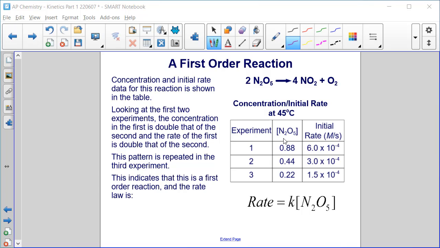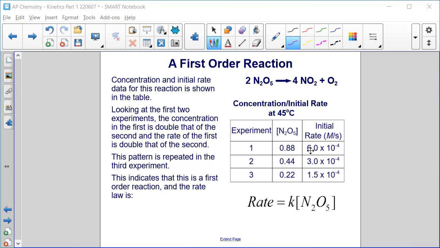We have the concentration of N2O5 and the initial rate in molarity per second, all at the same temperature, 45 degrees Celsius. You can see from the first 2 experiments that the concentration in experiment 1 is double that of experiment 2, which is double that of the third. So from experiment 1 to 2 to 3, we're just halving the concentration of the reactant N2O5. What happens to the rate in that case?